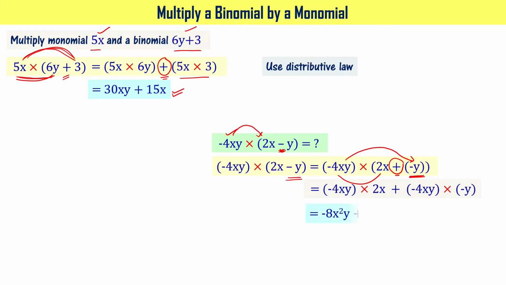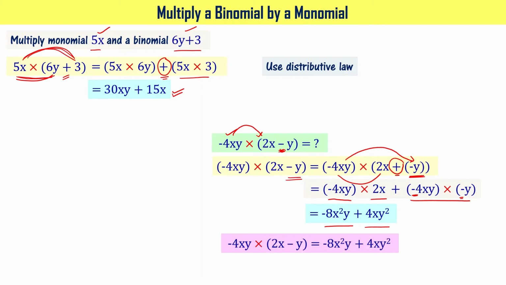This, when you multiply, minus 4xy times 2x becomes minus 8x square y. And this becomes plus 4xy square, because you have minus here and you have minus here. That when you multiply, it becomes plus 4x times y square, right?